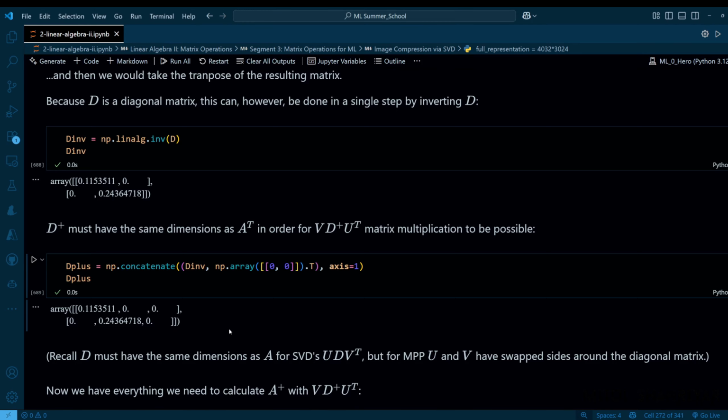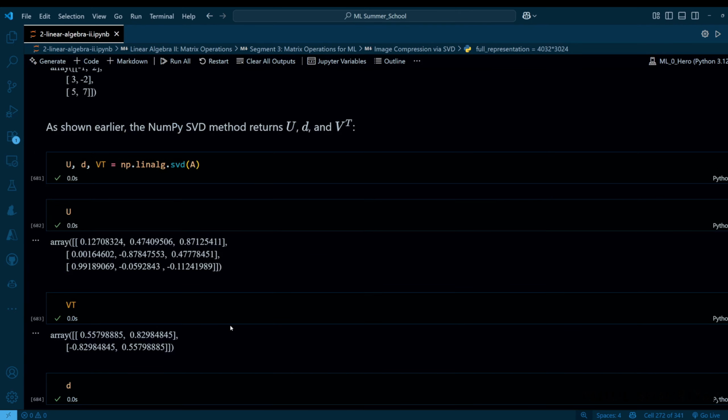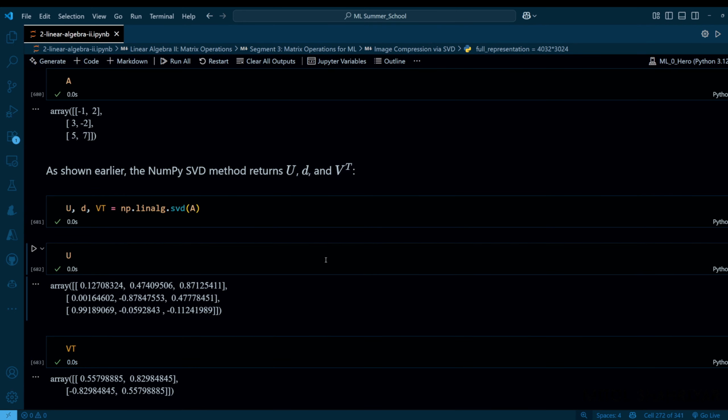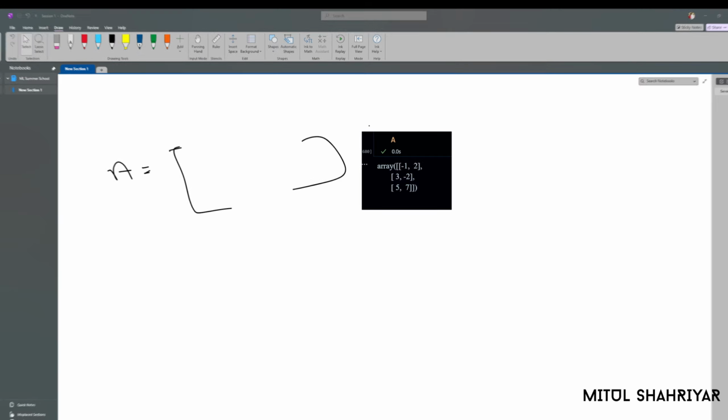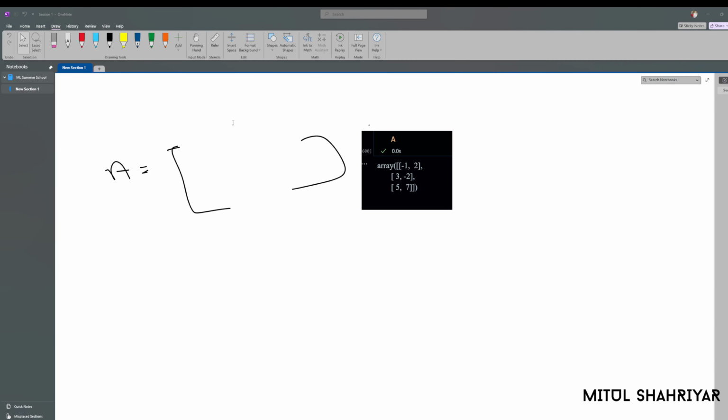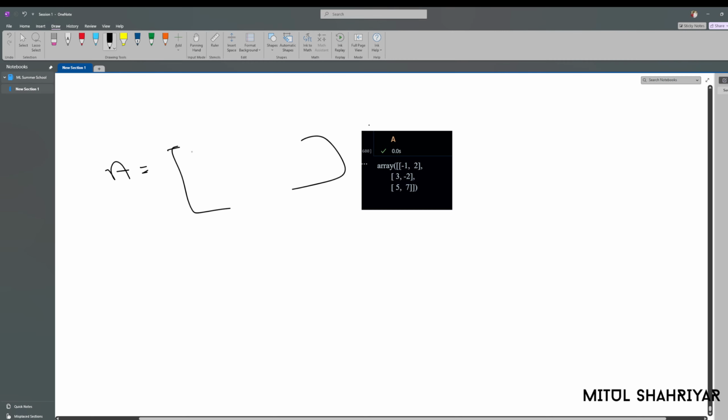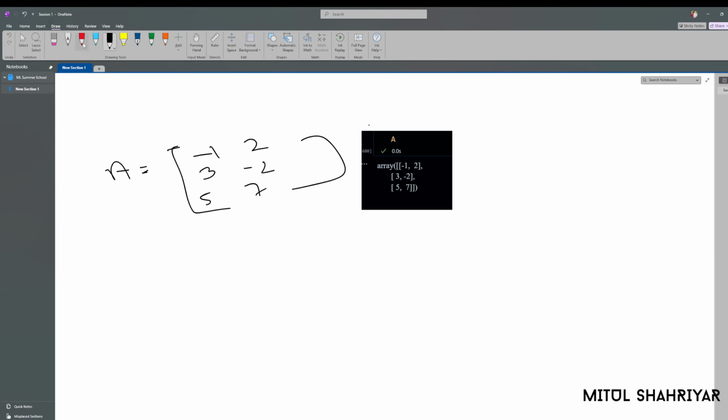Okay, what's the value of A? A is minus 1 2 3, minus 2, minus 1 2 3, minus 2. Let me just take this one. So this was our example: minus 1 2 3, minus 2 5 7. As mentioned, using NumPy's SVD you will get U, you will get lambda, you will get V transpose.